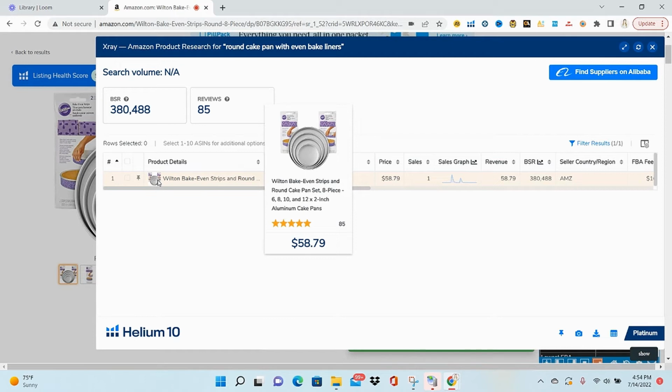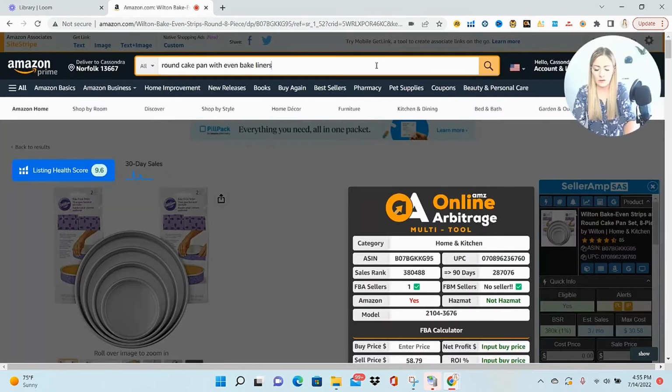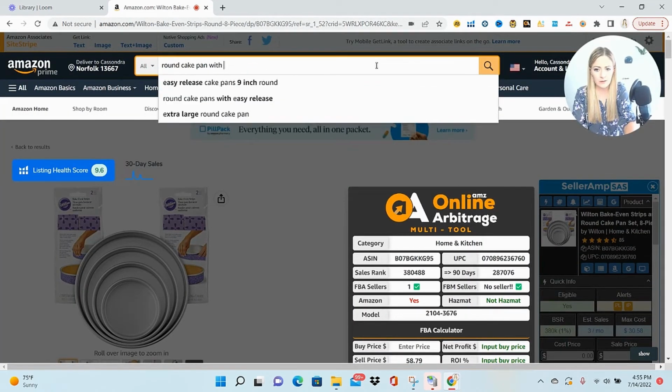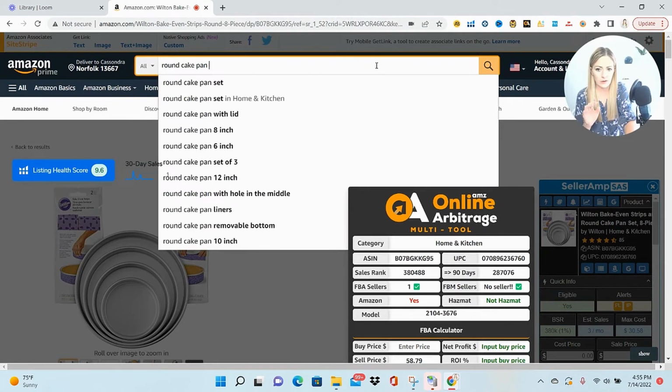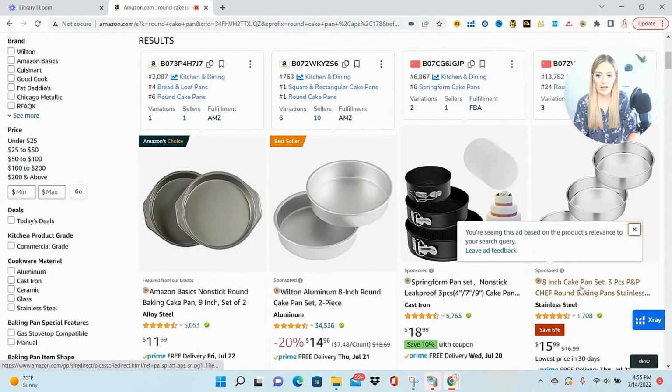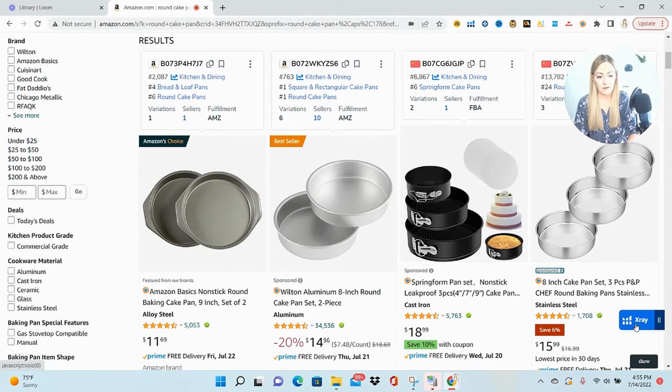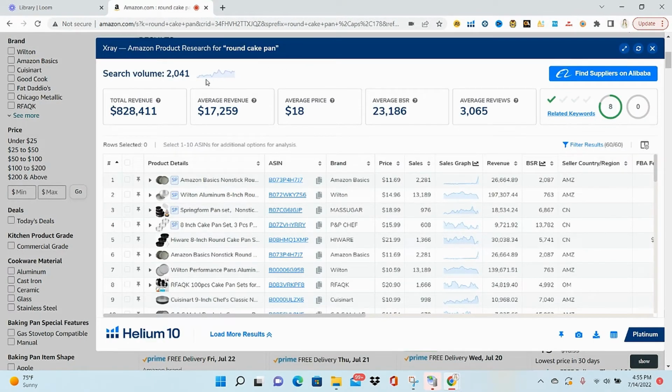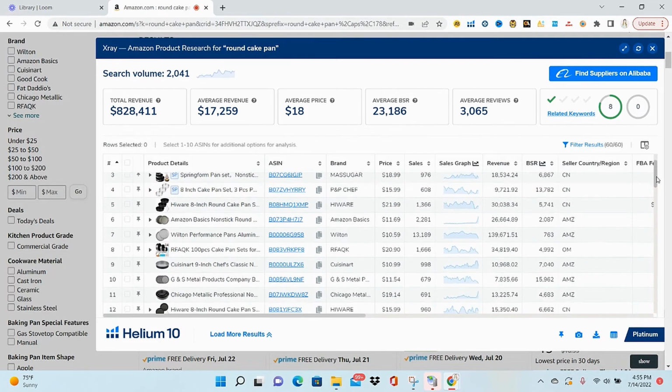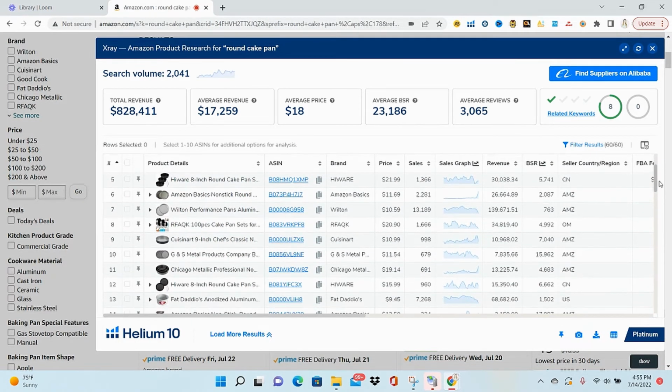So now I would want to do some research and figure out which size cake pan I should sell. Which size is the best one? I'm just going to put in round cake pan. I'm going to take the key term, the liners, out, and let's run an X-ray for just round cake pan. So 2,041 people are searching for round cake pan per month. It's bringing in total revenue of $828,411, BSR of $23,000. So this is not a bad product, but I need to figure out which size do I go with and what should I put it with?